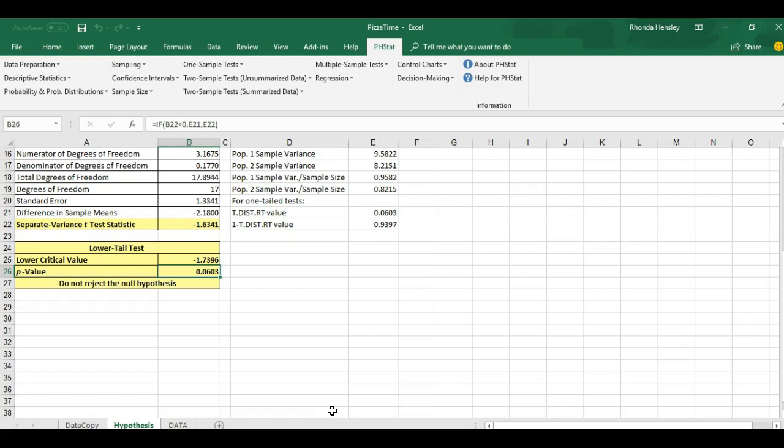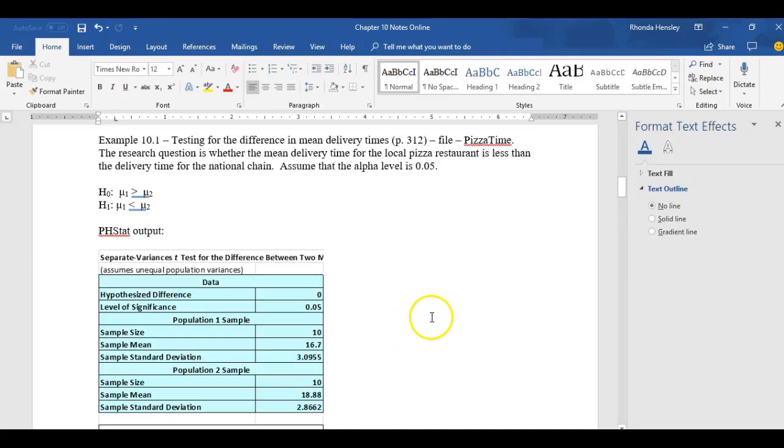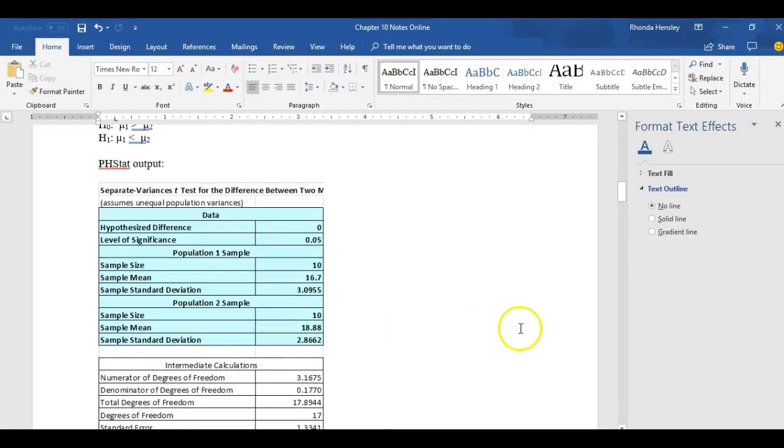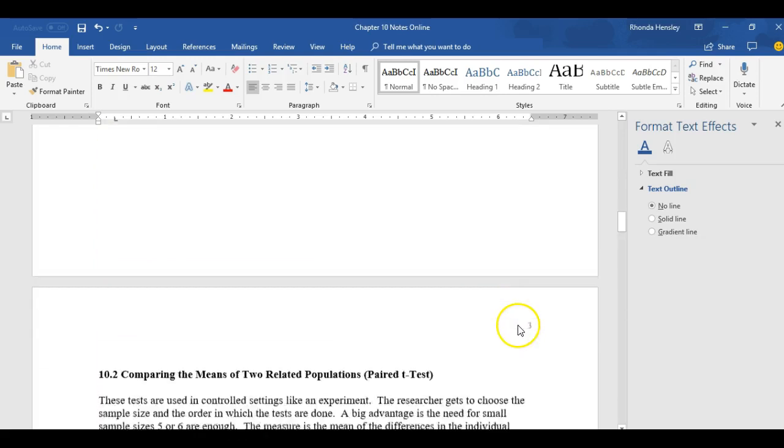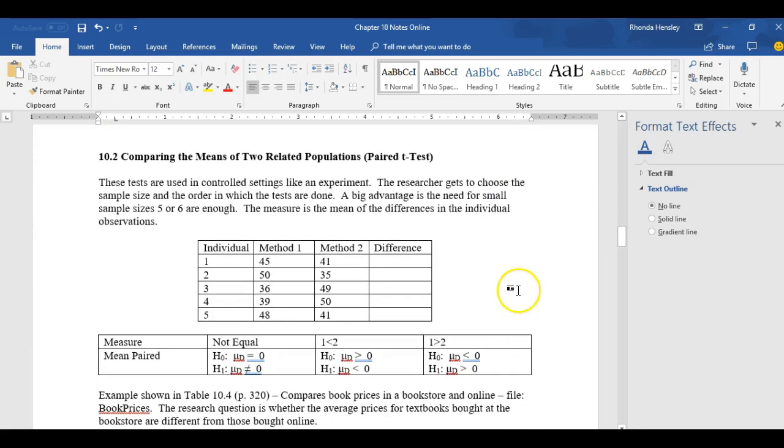And of course, I'm more concerned that you can explain this to your boss or to me than that you can tell me that the p-value is 0.0603 or that you can do the calculations by hand. The next thing we're going to look at in this chapter, so that's one kind of test. The next thing we're going to look at is something called a paired t-test. A paired t-test, or he calls them matched samples, I think, in the book also.